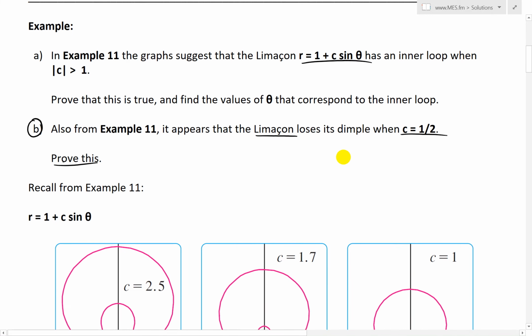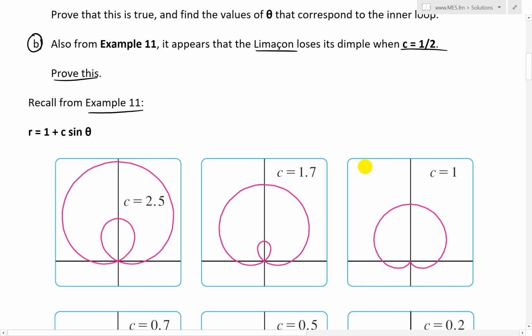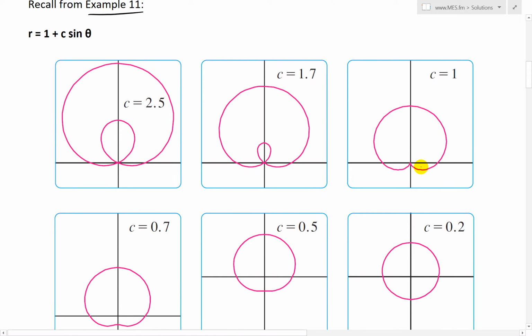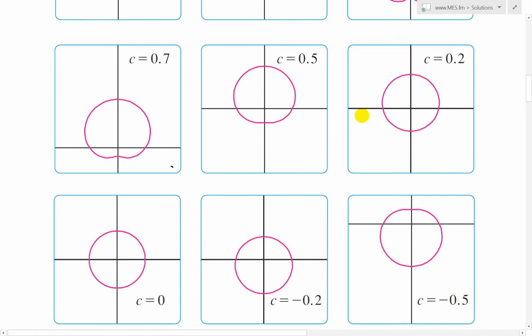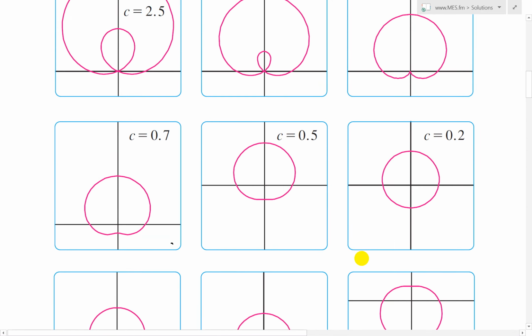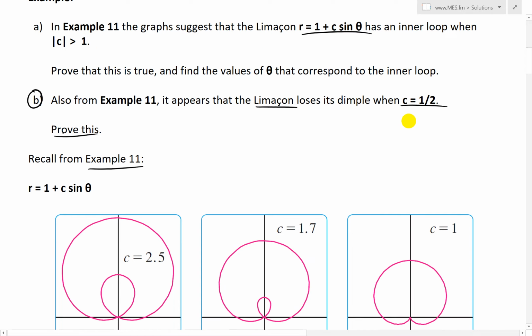So recall from example 11, these were the charts for different values of c. Here c is 2.5, you have a loop, and this one is just a cardioid when c is equal to 1, or a heart shape. Then when you have the negatives, it just flips upside down like that. So let's look at this again. It appears that it loses its dimple at c equals 1/2.